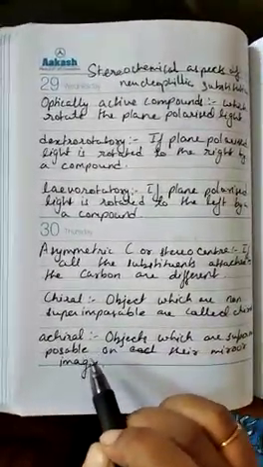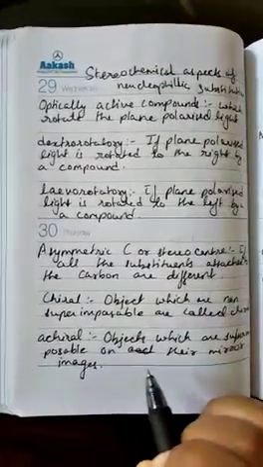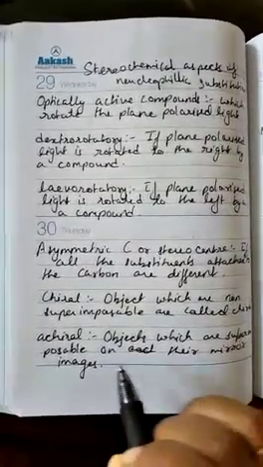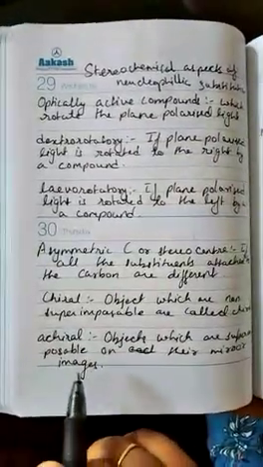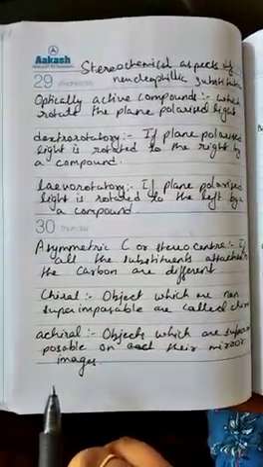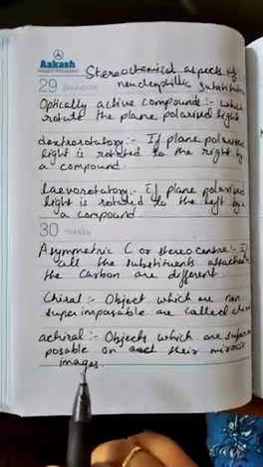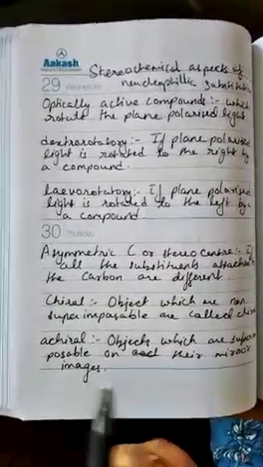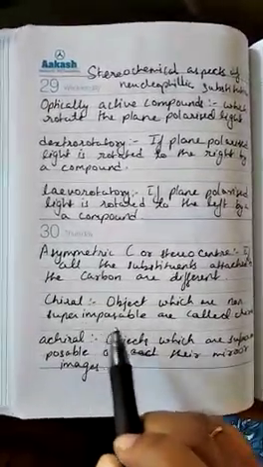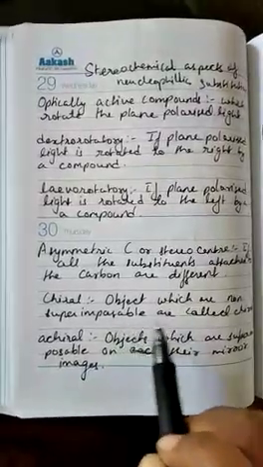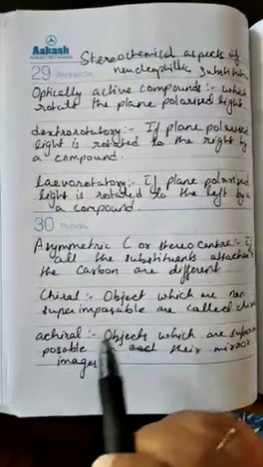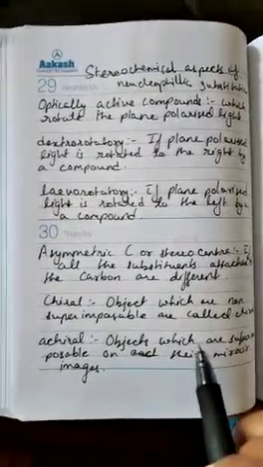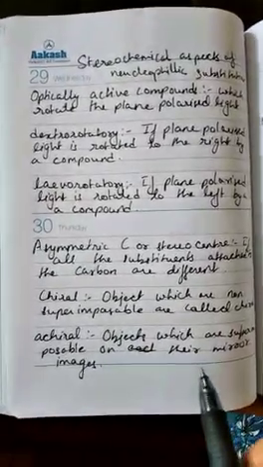And objects which are superimposable on their mirror images are known as achiral objects. So achiral objects are those whose mirror images are superimposable on each other, and chiral objects are those whose mirror images are not superimposable on each other.